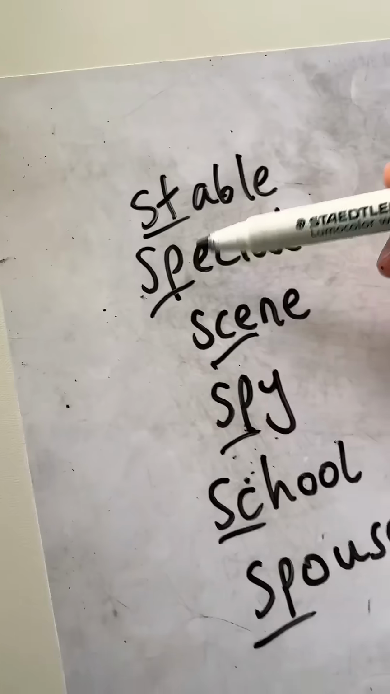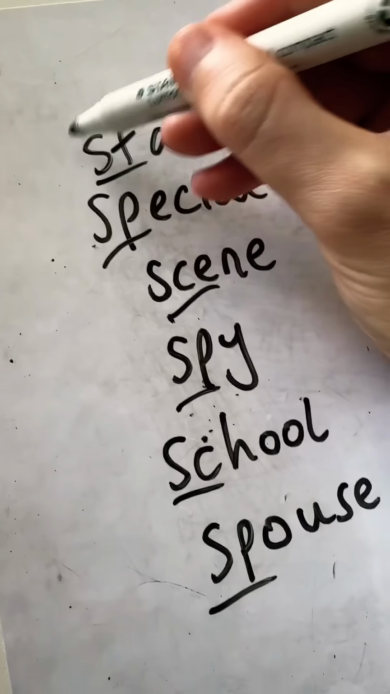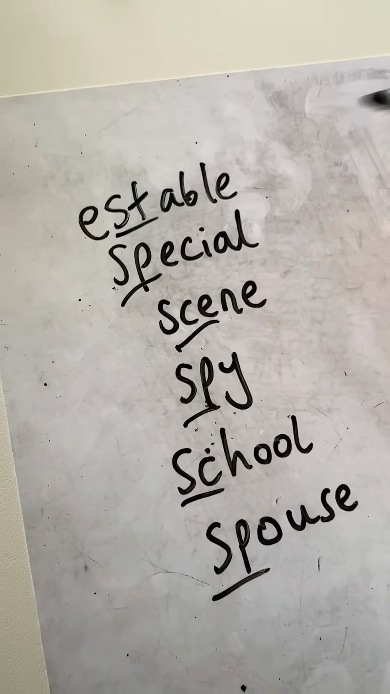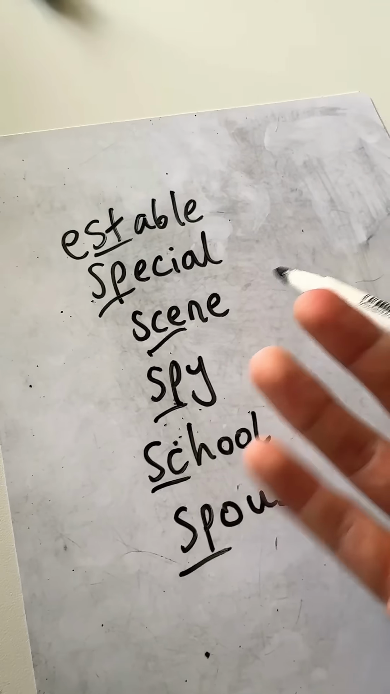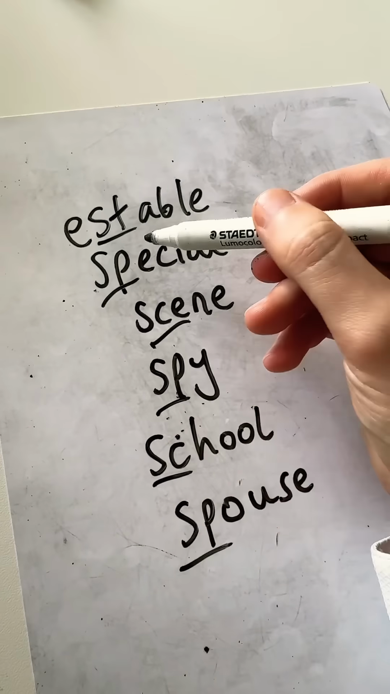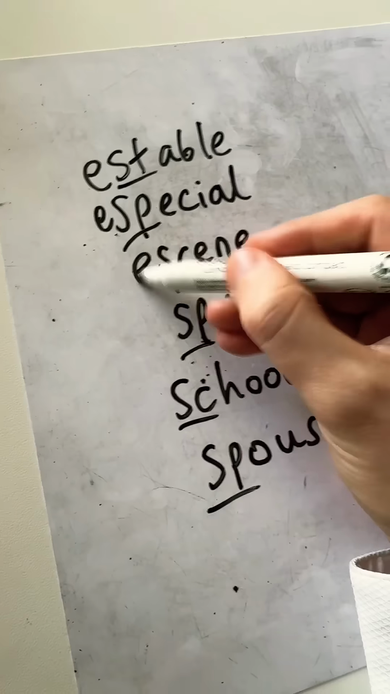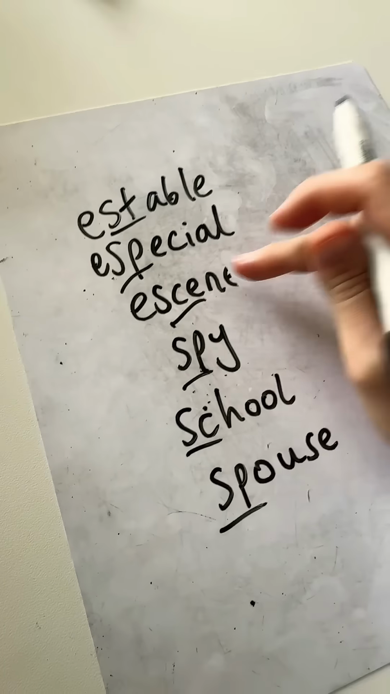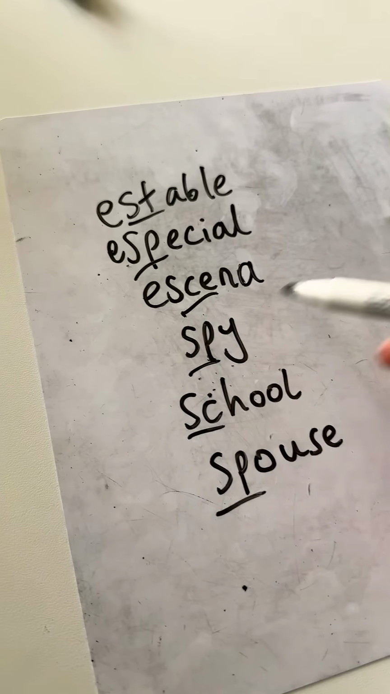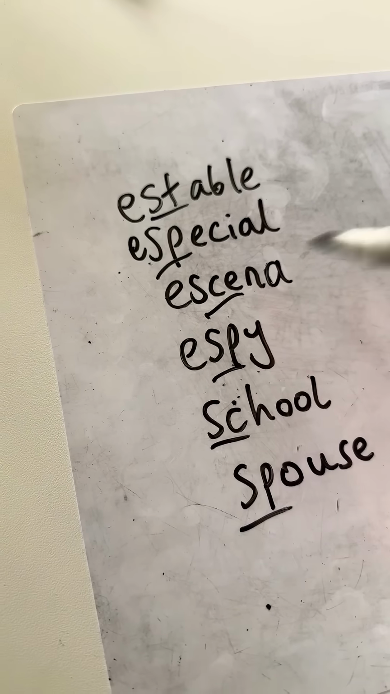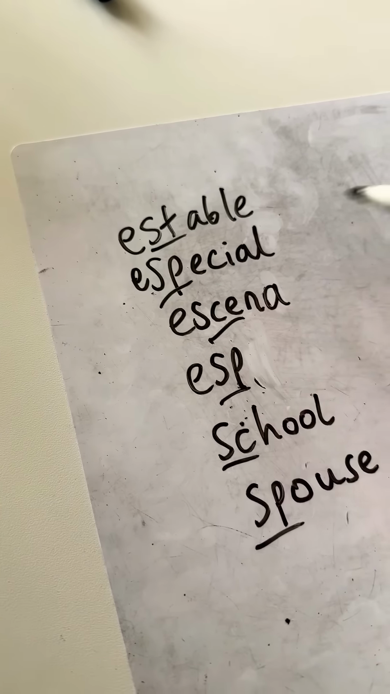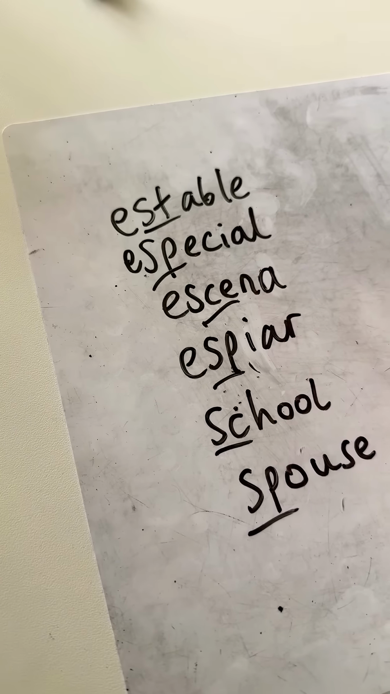Here are some more examples. We've got stable, which as an adjective would be estable, or if we're talking about a stable where you keep a horse, un establo. Special, especial. A scene, una escena. If you're making a scene, haciendo una escena. A spy could be un espía, or the verb would be espiar, to spy on someone.